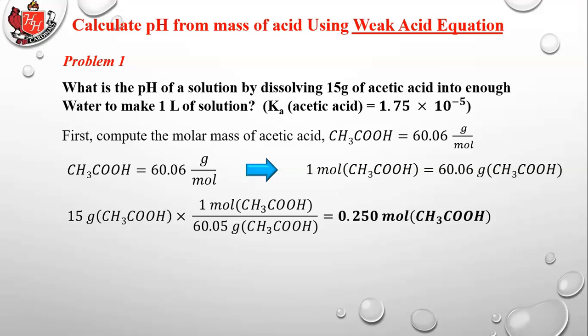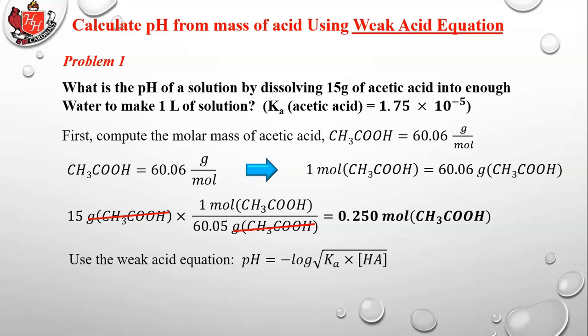You have 15 grams. The way you want to set up your ratio is 1 mole of acetic acid over 60.06 grams of acetic acid. The grams on top, grams on bottom are going to cancel, and you're going to end up with moles of acetic acid, and that number is 0.250 moles of acetic acid. So now you can use the weak acid equation. And now, since there's 1 liter of solution, 0.25 moles of acetic acid per 1 liter is going to be a molarity, a concentration of 0.25. So the number value doesn't change.